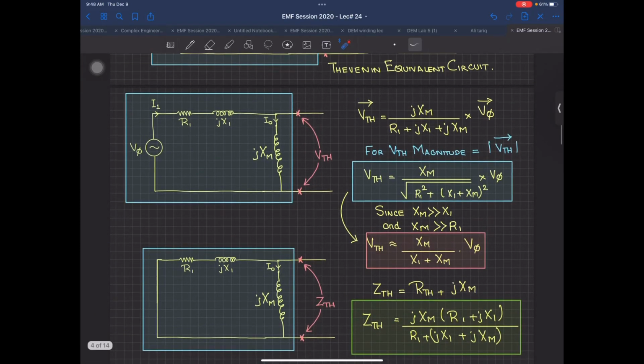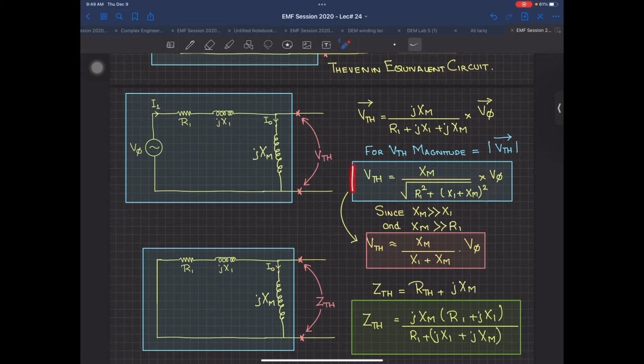Now over here, you are going to first of all find out the V Thevenin magnitude. For this purpose, certainly you are going to take this JXM, which will be actually XM. In the denominator, I have R1 plus JX1 plus JXM. When I try to find out their magnitude, it will be the same impedance triangle. This will be R1, this will be X1 plus XM. So I need to find out this hypotenuse, Z, and that is over here in this form by using the Pythagoras theorem. I hope you still remember.